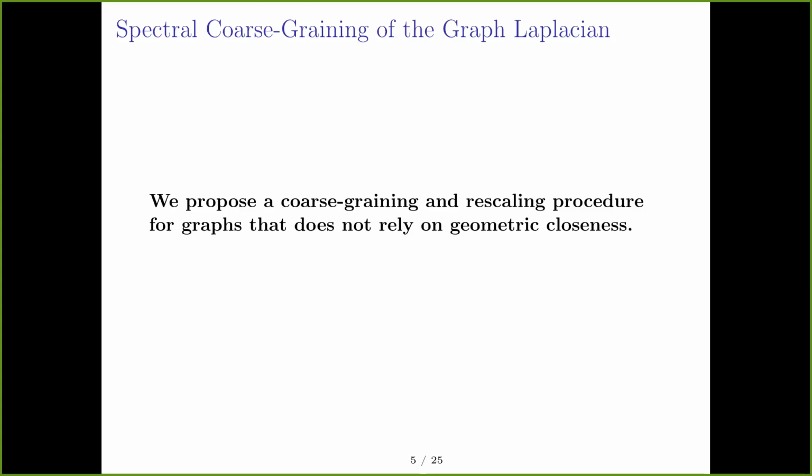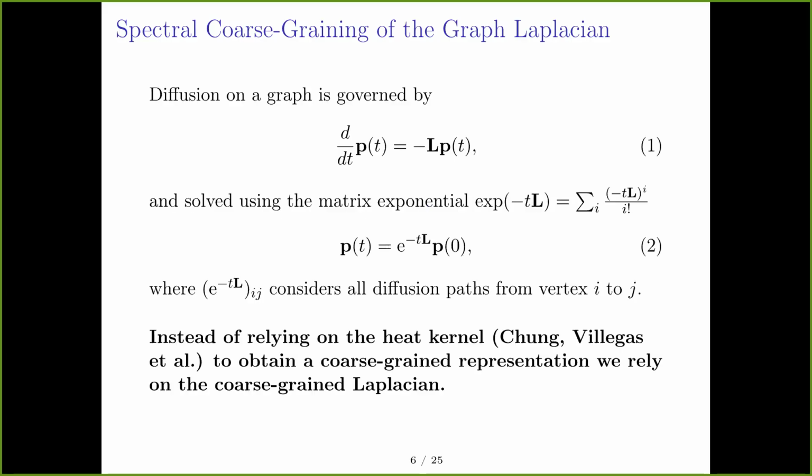So what we propose here is essentially a coarse-graining and rescaling framework, which follows the idea of the Wilsonian renormalization group, but without relying on geometric closeness. And it gives us an effective representation of the original graph while preserving the macroscopic structure and also the macroscopic dynamics of the original graph.